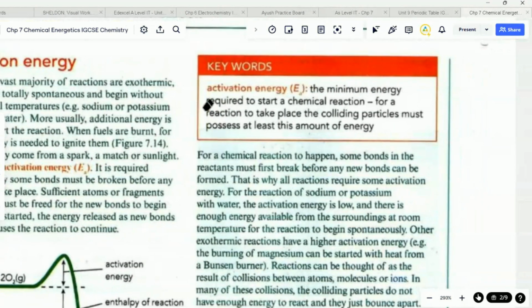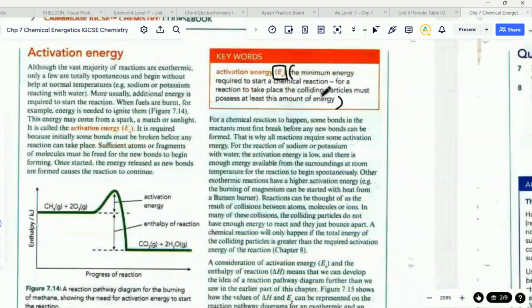First of all, let's talk about the definition of activation energy. So what actually is activation energy? The minimum energy required to start a chemical reaction. For a reaction to take place, the colliding particles must possess at least this amount of energy. What do they mean by this all? What they are trying to say over here is that for any reaction to occur, we need energy in them, then only they will react with each other. If there is no energy between them, then it will not be possible to get the desired product.